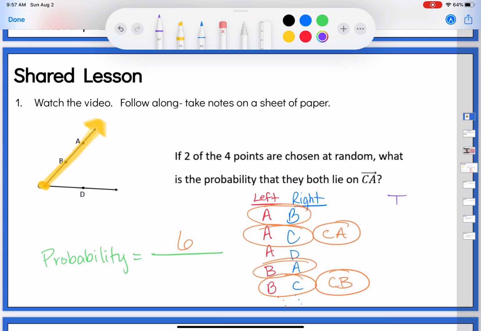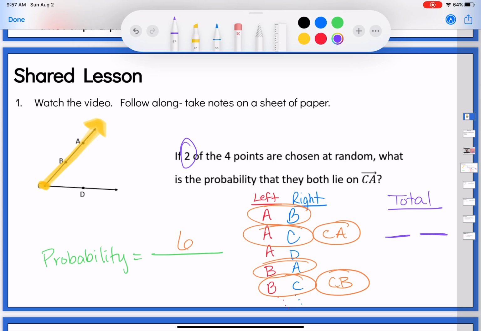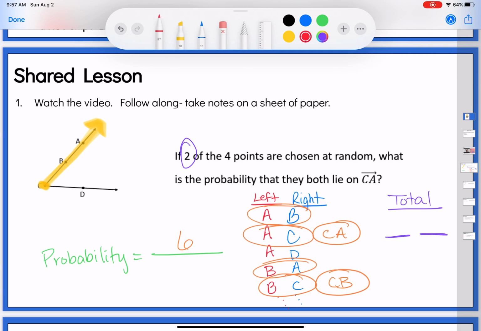So for my total possibilities, I'm trying to pick out how many points. I'm picking out 2 letters here, right? So I really have 2 spots that I'm trying to fill. How many options do I have for the first spot? When I reach in, say my left hand's a little bit faster than my right hand, how many options are there when I reach in with my left hand? Well, there's 4 points there, right? So there are 4 options for my left hand.